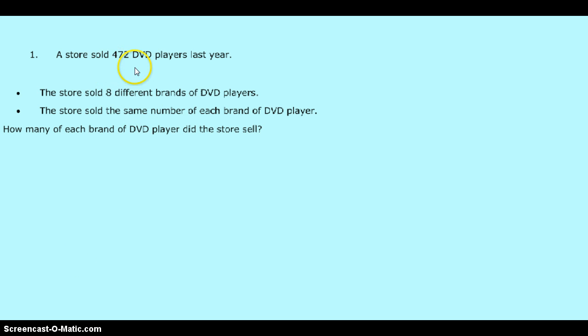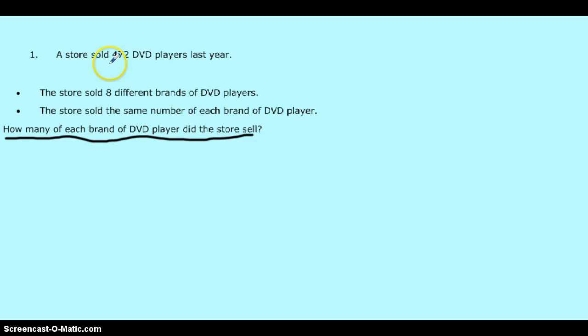Number one is the store sold 472 DVD players last year. The information that was given was the store sold 8 different brands of DVD players, and we know that the store sold the same number of each brand of DVD player. We want to know how many of each brand.